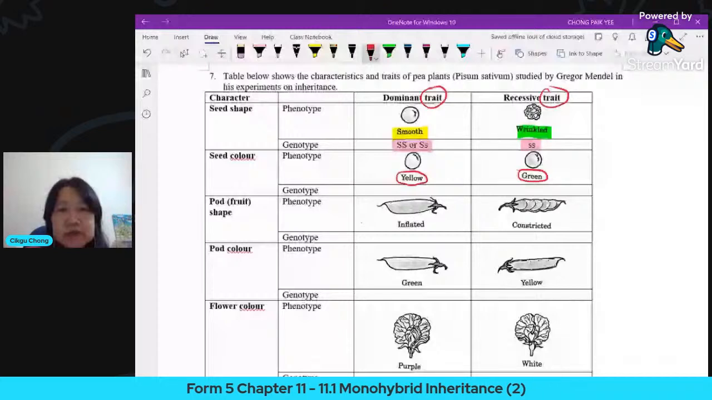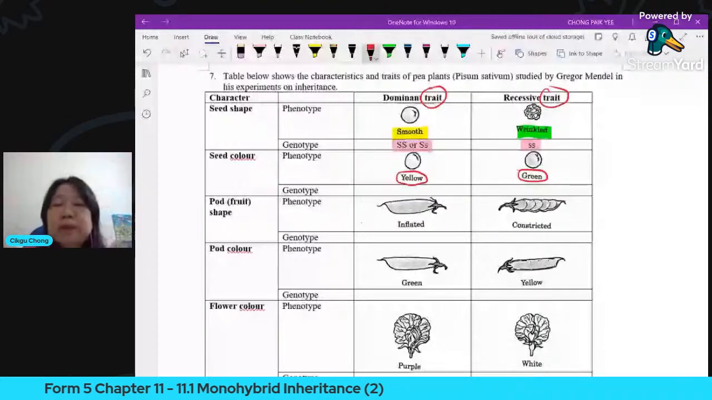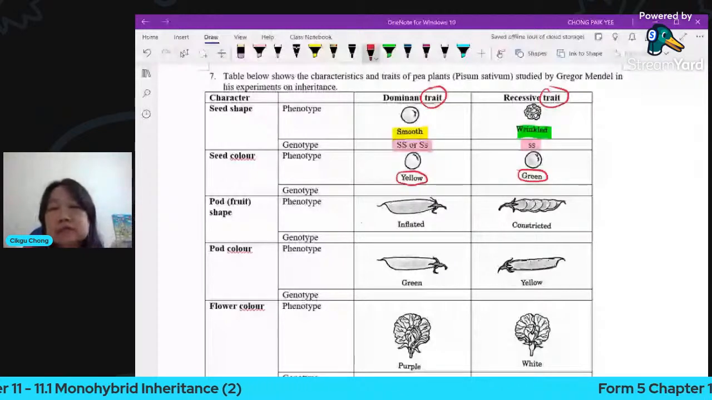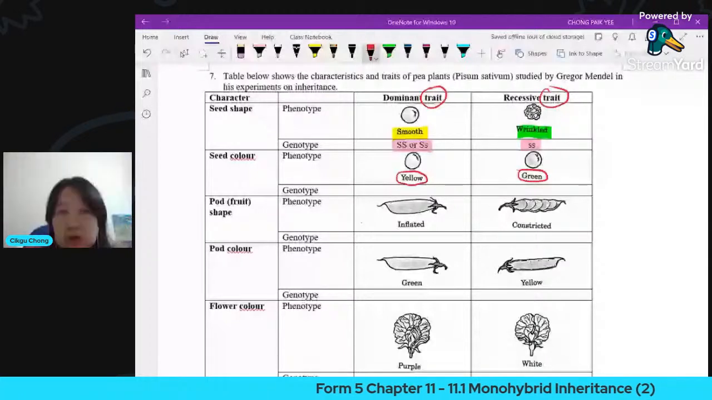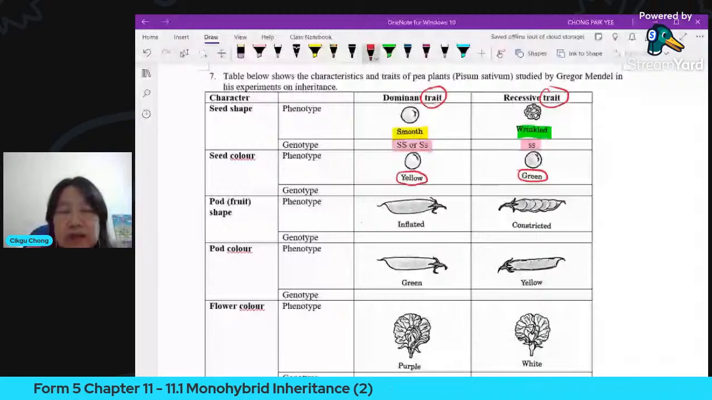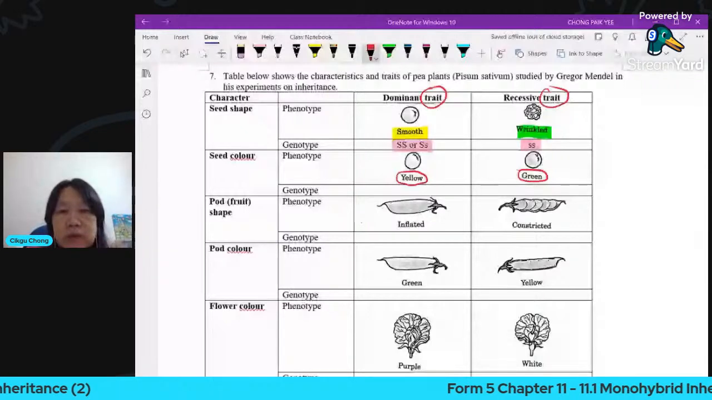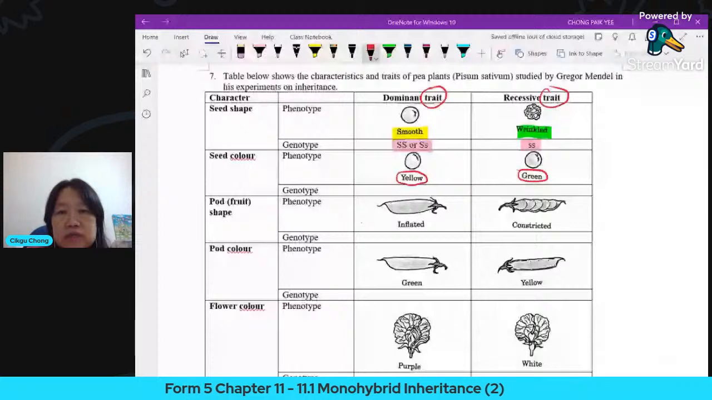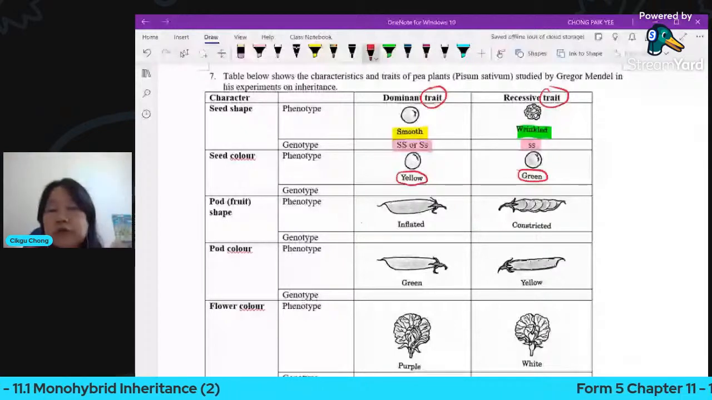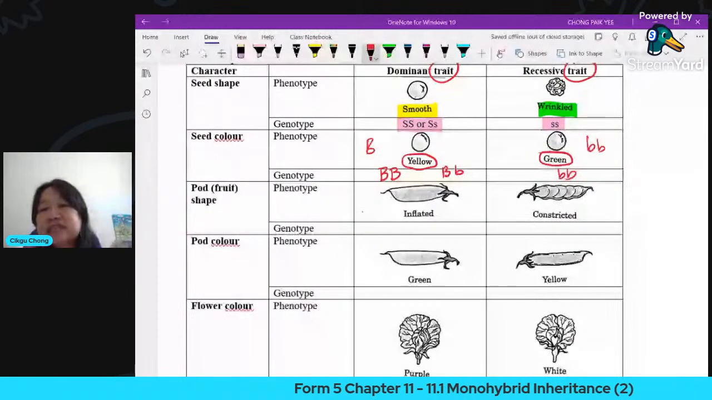And then in order to represent the trait, we need to use symbols. We call them alleles. So for genotype yellow, let's say we use the symbol B, B. So there are two types. Whether both alleles are dominant, or one dominant and one recessive, it will still be yellow, because the capital B is dominant. And in order to show green seed color, it has to be two small ones. We call it two recessive alleles. Then only it shows green color.